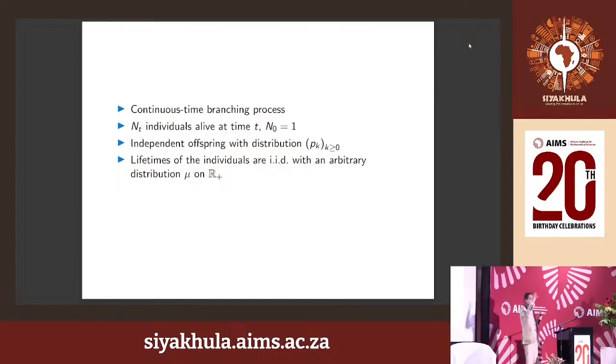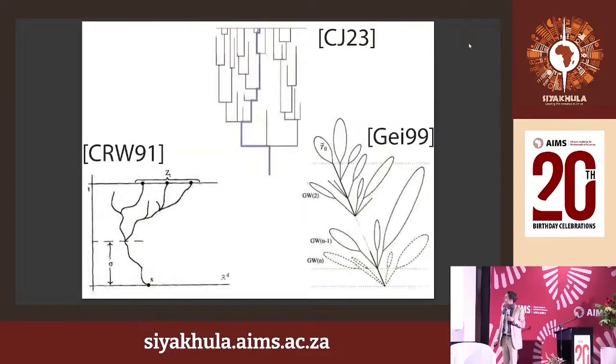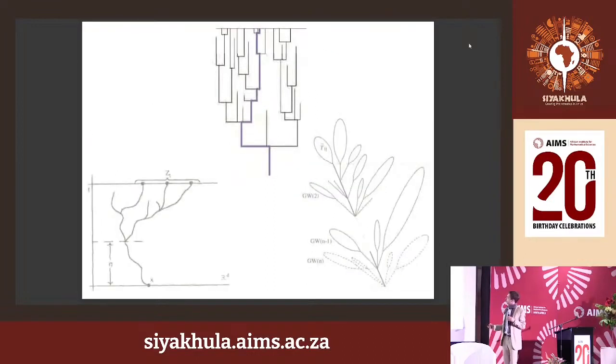Okay, 3 letters. The first is the capital N. Capital N_T is just the number of individuals at time t. p_k is just the probability that you have k offspring when you die, and your lifetime, the time after which you get offspring, is just some distribution. Choose your favorite one. Many of you will like the exponential distribution. Okay, so we are in this first tree.